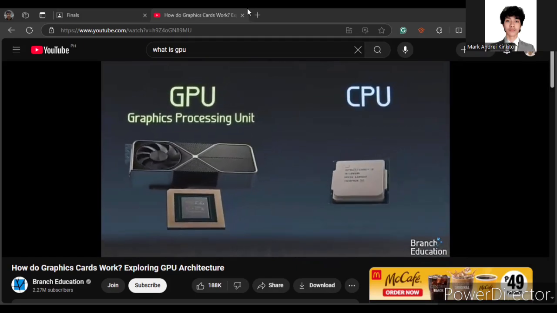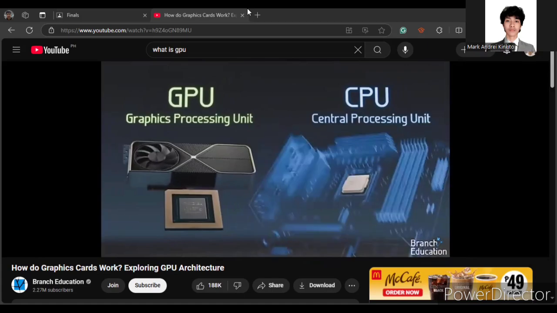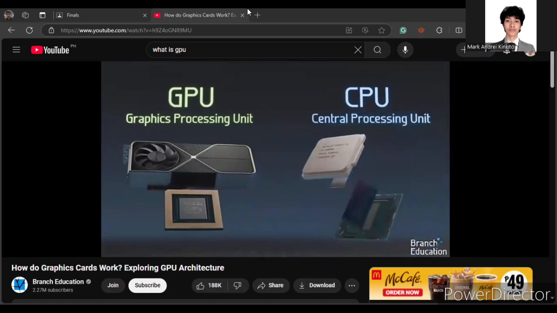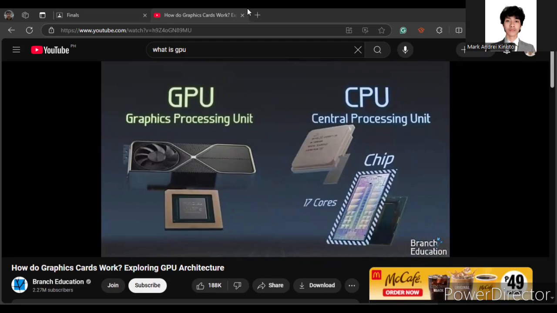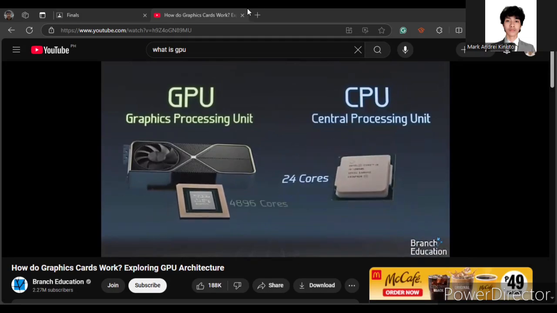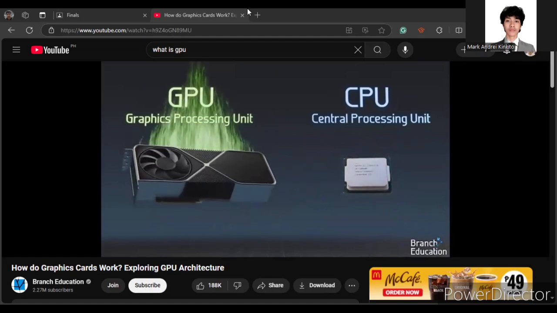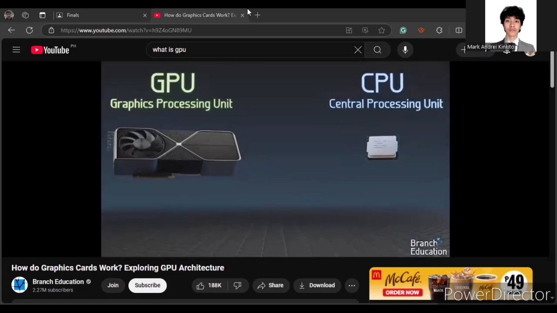Modern GPUs contain thousands of smaller cores, also called CUDA cores in NVIDIA GPUs or stream processors in AMD GPUs, designed to execute thousands of threads simultaneously. This architecture allows them to perform complex calculations in parallel, making them vastly more efficient than CPUs for tasks that can be parallelized.